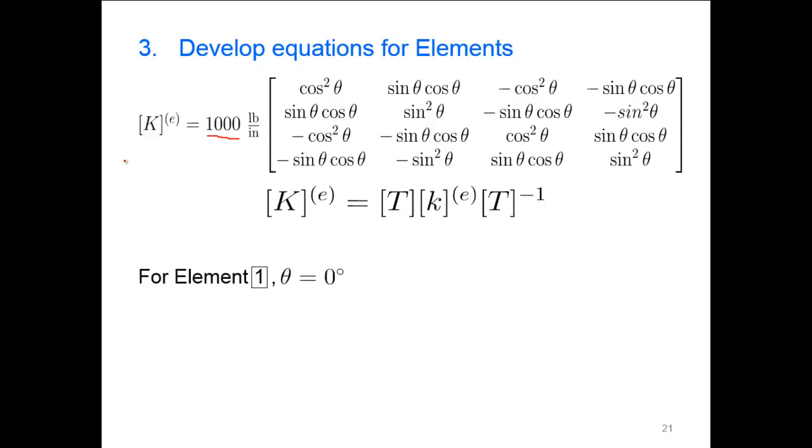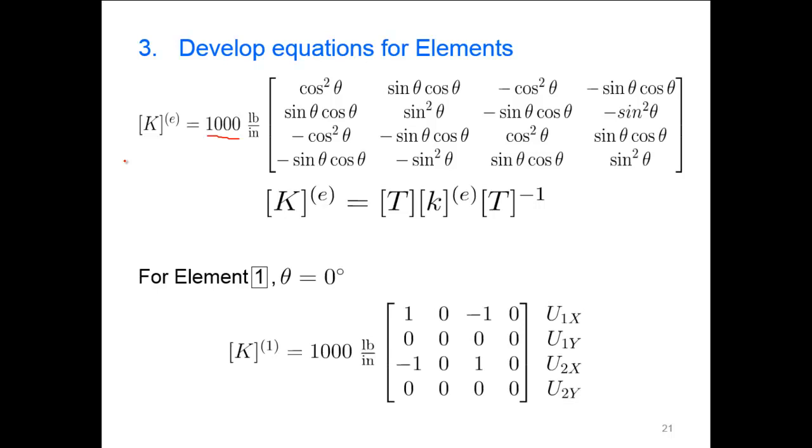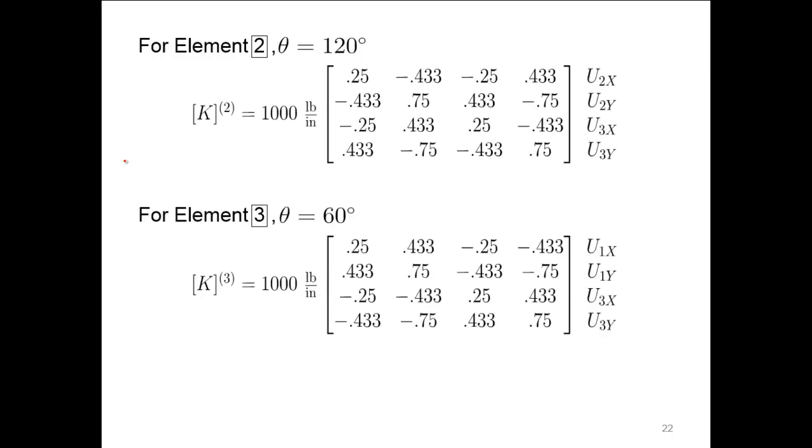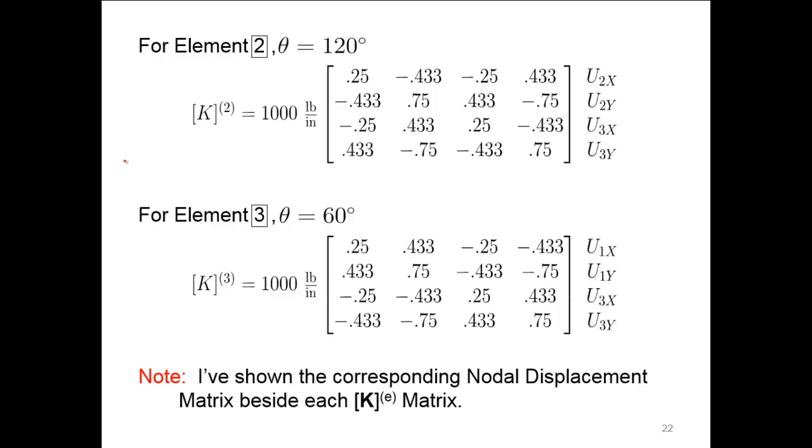All right, so for element 1, we know the angle is 0 degrees. So we plug in 0 degrees up top, and we come up with our global coordinate form, which is what you see there. We're going to do the same thing for element 2, putting in 120 degrees. Again, these are all from the table back in step 1 when we defined nodes and elements. We get the values there. And for element 3, 60 degrees, we get the values there. I showed the corresponding nodal displacements because element 2 is made up of nodes 2 and 3, and element 3 is made up of nodes 1 and 3. So we're going to go ahead and do that and see how we do this.